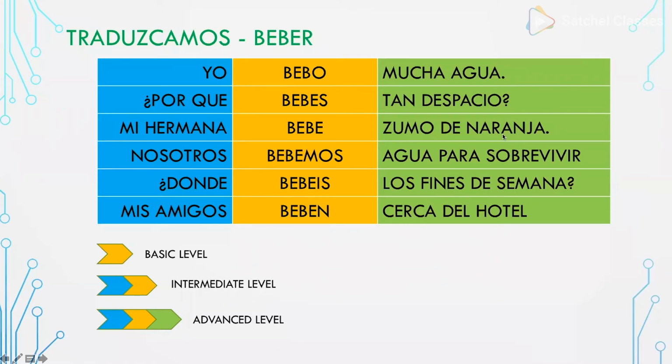So I'm gonna give you the verb beber, to drink. So if you want to do the basic level, that's absolutely fine. And all you need to do is translate bebo, bebes, and so on into English. If you want to do a bit of a more challenging level, then you'll do blue and yellow. But if you truly want to challenge yourself, then you're going to do blue, yellow, and green. I'm going to give you 3 minutes to try and work out as many sentences as possible, and hopefully you're going to challenge yourself to the advanced level. Go for it.